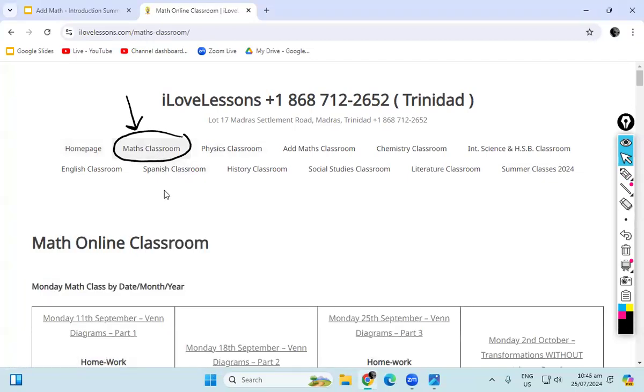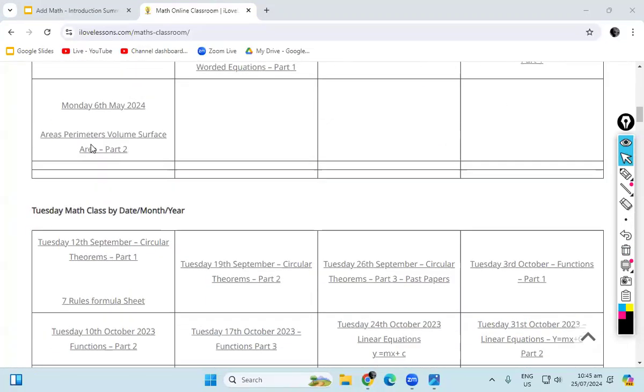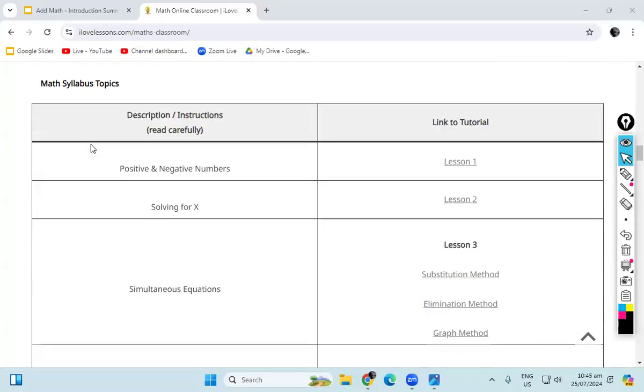Right. So when I click on it, you will see a lot of things here, right? Recordings from last year and things. You ignore that. You scroll down until you see maths syllabus topics. That's inside of the maths classroom. And look at all here, guys. For those who are having trouble with positive and negative numbers, go through lesson 1. Now, when I say go through lesson 1, just don't watch it and eat popcorn while you're watching it, right? Get involved in the video. Make proper notes. If you don't understand something, rewind, right?